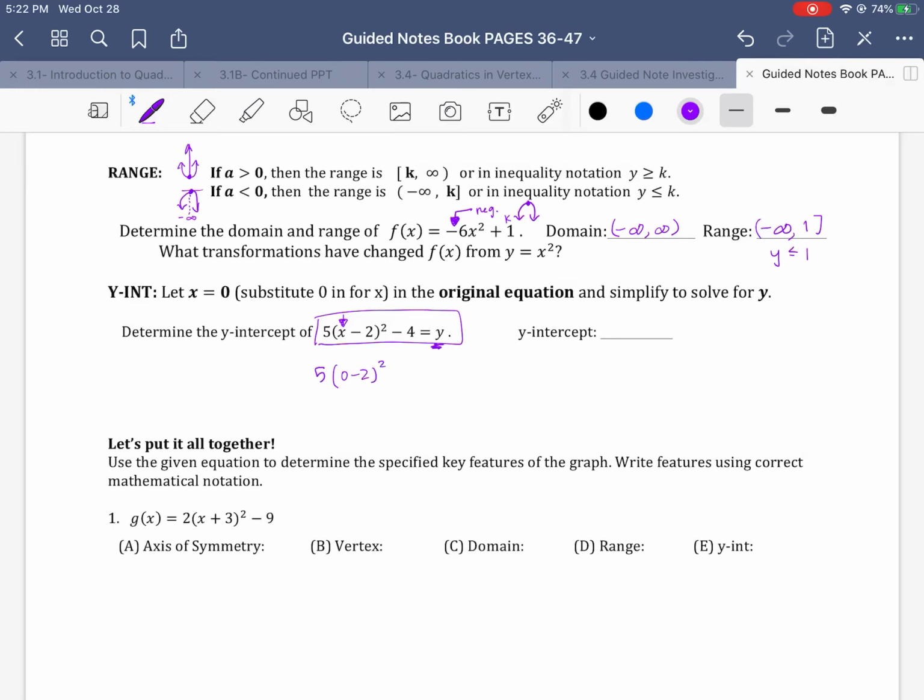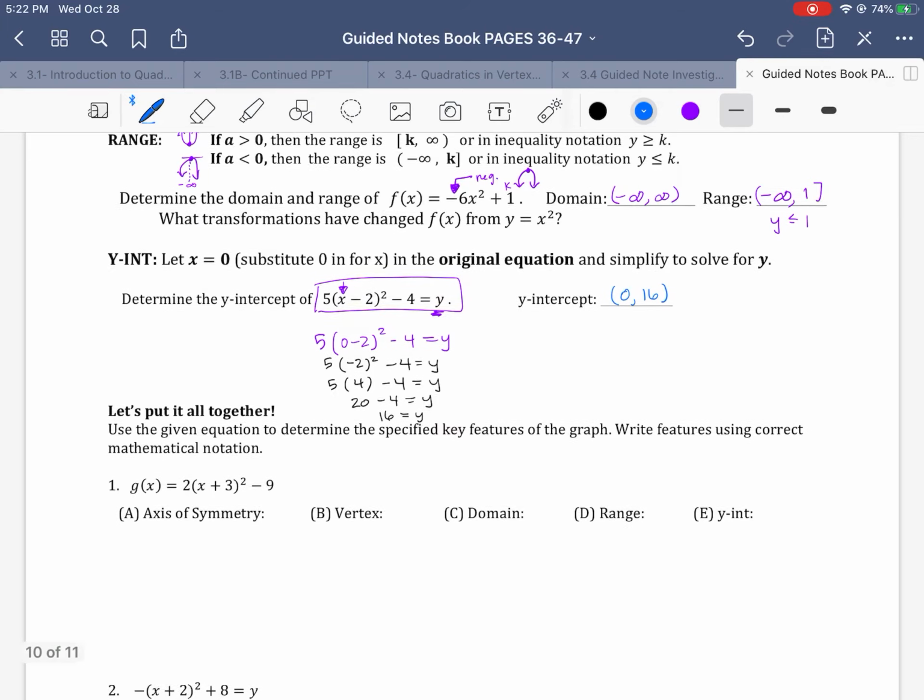So we would have 0 minus 2 squared minus 4 equals y. And then just make sure you follow order of operations. So start inside the parentheses. That would be like 0 minus 2 is negative 2. Negative 2 squared, so negative 2 times negative 2 is a positive 4. 5 times 4 is 20. And then 20 minus 4 gives us that 16. So as a y-intercept, we would say 0, 16. That's where it would cross the y-axis.